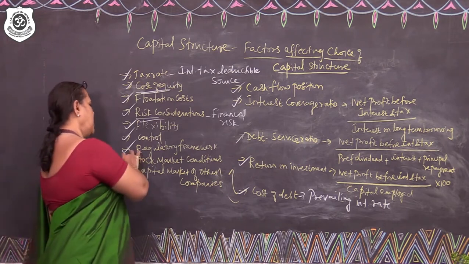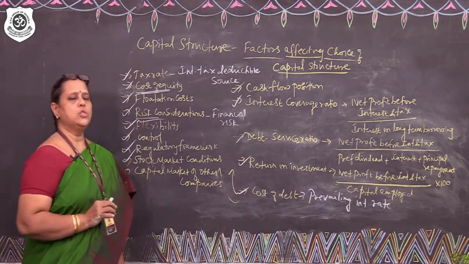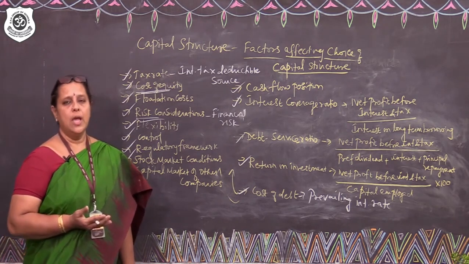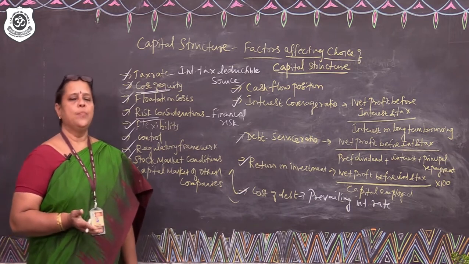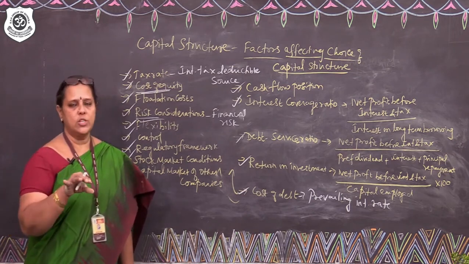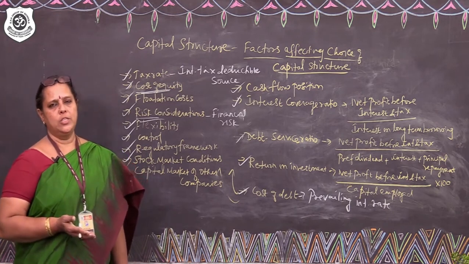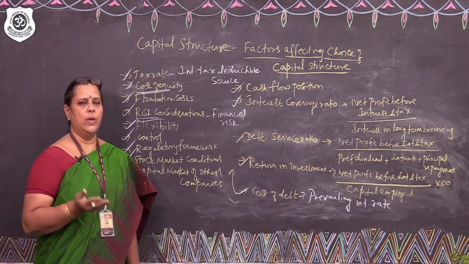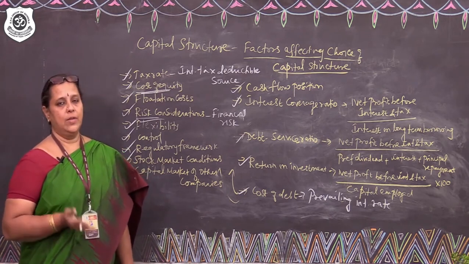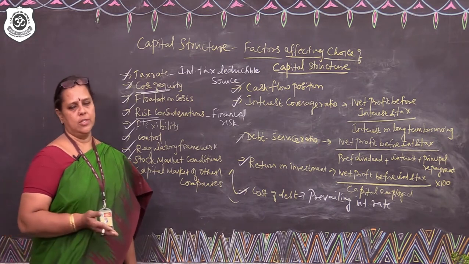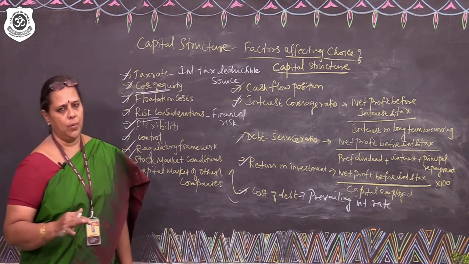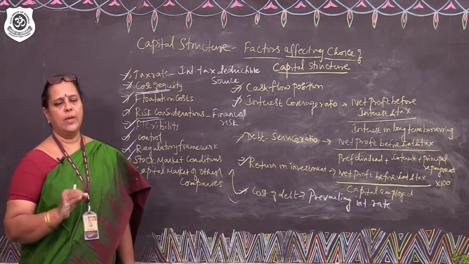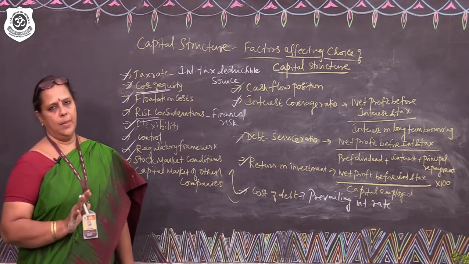The next is stock market conditions. If the stock market is showing a bullish trend, where more purchasing power in the hands of the investors who are adventurous in nature, they would want to invest more money in equity shares, it becomes easy for the company to raise money in the form of equity shares. On the other hand, in a bearish trend where the prices are falling, investors are very cautious. They don't want to take a chance. They would not prefer investing money in equity shares.